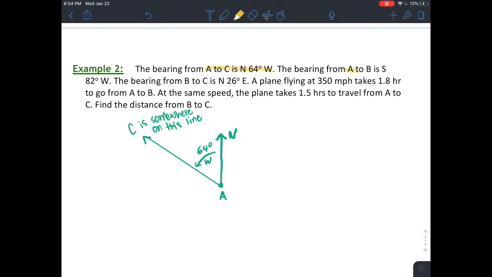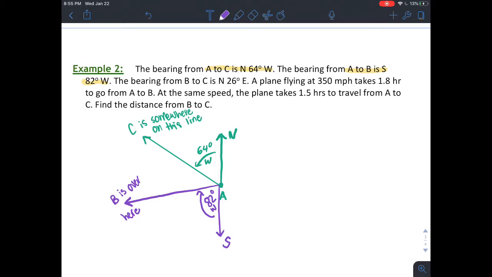Second piece of information is we've got the bearing from A to B is south 82 degrees west. So again from point A, but this time from a south direction line, we're going to go 82 degrees west, so up there. And then I know that point B is somewhere along that line. Again, we don't know exactly where.